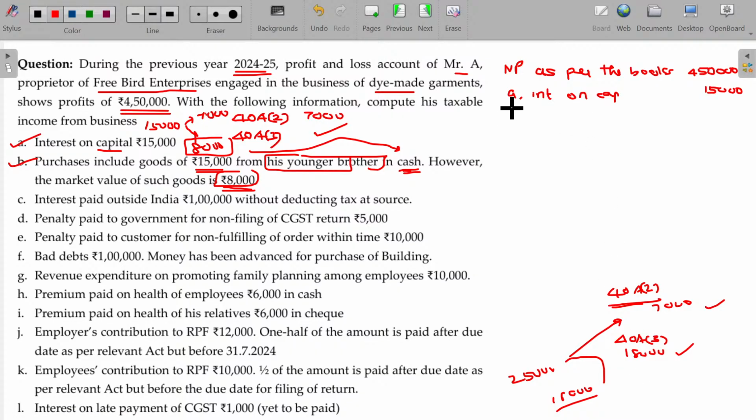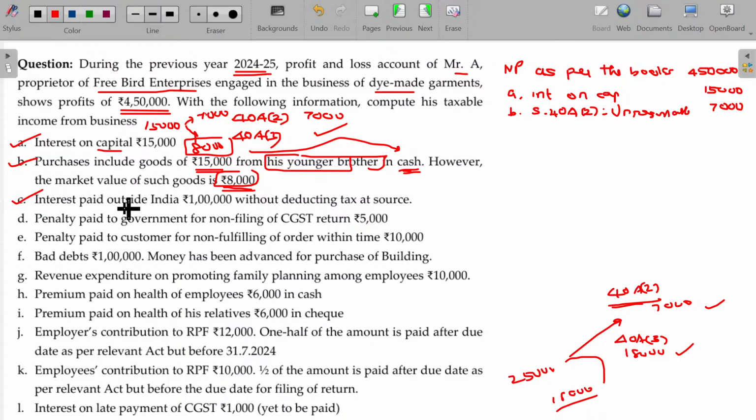So in case B, as per section 40A(2), unreasonable payment is disallowed. How much is that? 7,000 is disallowed.